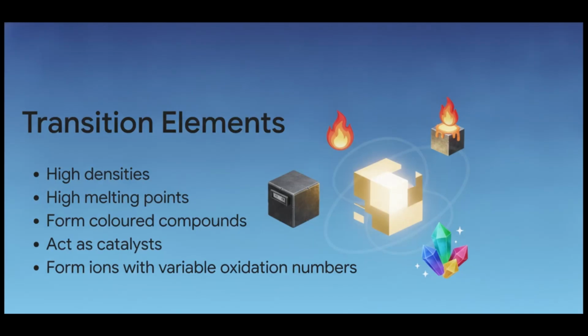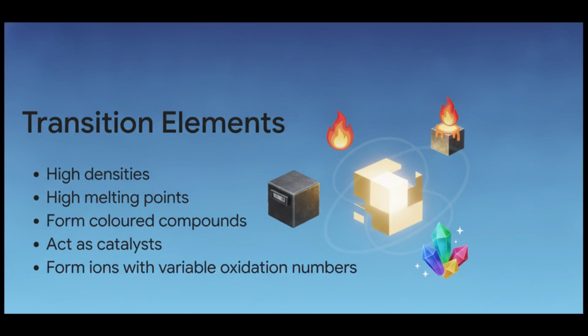Let's pan across our map and contrast two completely different chemical families. Sitting right in the middle, in what we call the D block, are the transition elements. This is where you find your iron, copper, and manganese. Unlike Group I, these are your classic everyday heavy metals. They boast high densities and high melting points, but chemically, they're incredibly versatile.